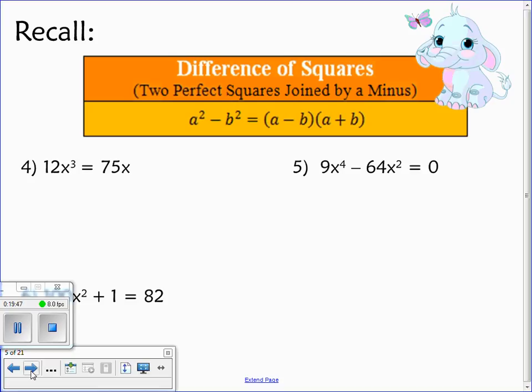Difference of squares. This part is not new. However, for whatever reason, a lot of you stink at these. I don't know why.